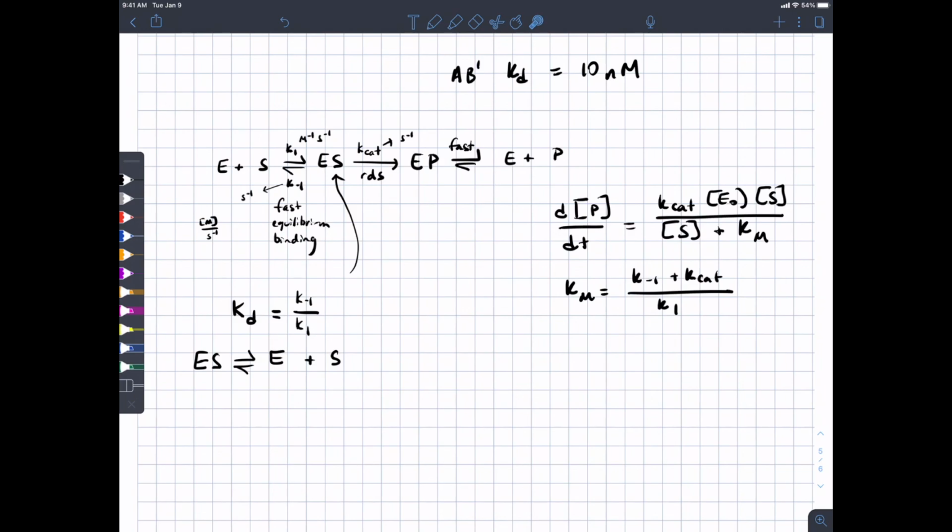Right, if it's not a catalyst at all. Yeah, and I guess what you're saying is if kcat is really low, or in other words, if k minus 1 is much greater than kcat, then Km is pretty similar to Kd. That is true when the enzyme isn't that good.